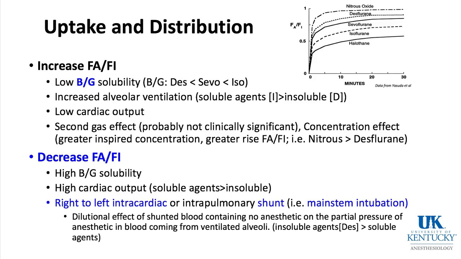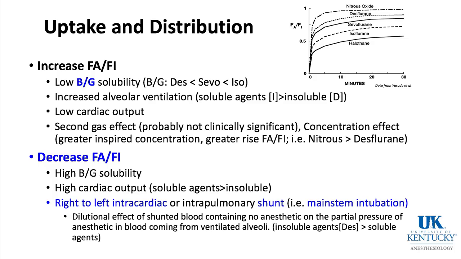And these are rated basically based upon their blood gas solubility. Halothane has a very high blood gas solubility and a slow FA over FI, or slow uptake, while desflurane has a very low blood gas solubility and has a very fast uptake. So the lower the blood gas solubility, the faster the FA over FI rise towards 1. And desflurane has a lower blood gas solubility than sevoflurane, which has a lower blood gas solubility than isoflurane. So desflurane is the fastest.